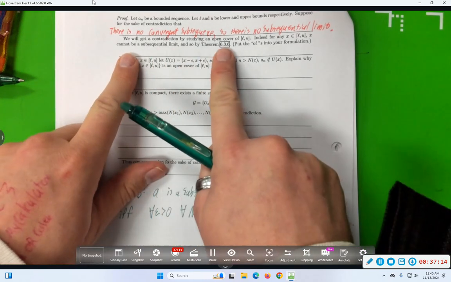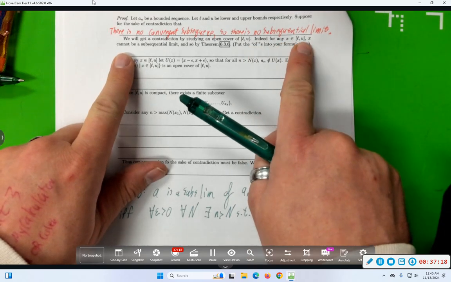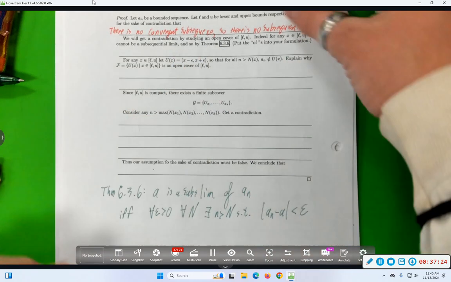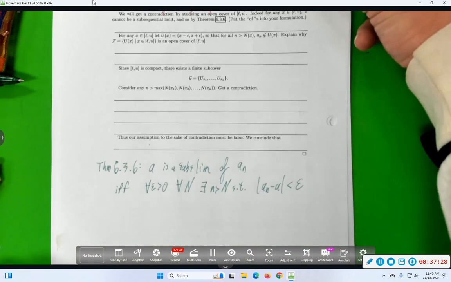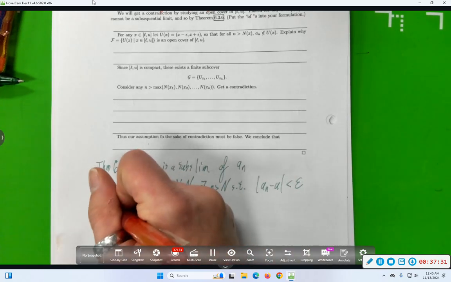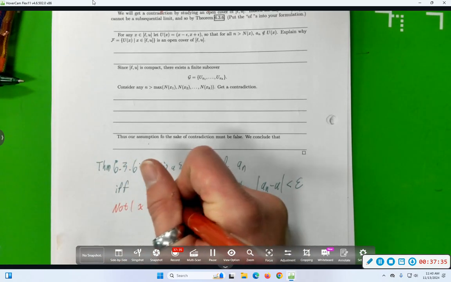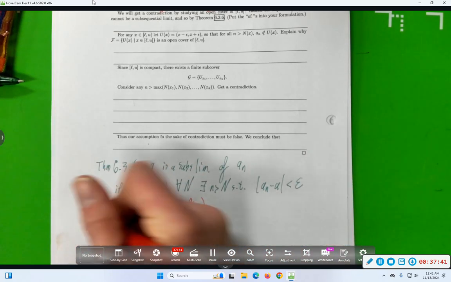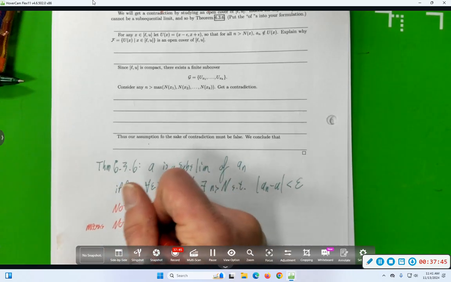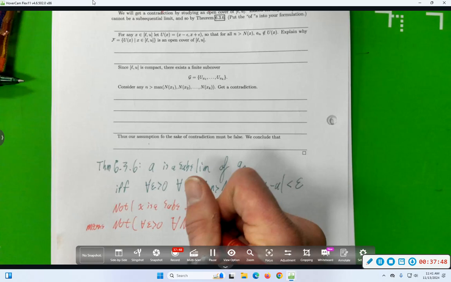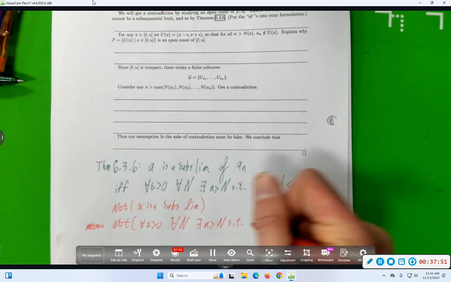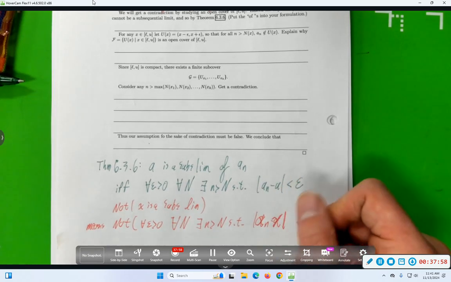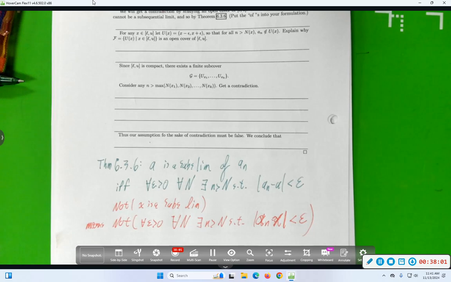So, indeed, for every x in between L and U, x cannot be a subsequential limit. There are no subsequential limits. So by this theorem, let's do the logical calculus, but I'm going to do it down here. So not x is a subsequential limit means not for all epsilon bigger than 0, for all big N, there exists a little n bigger than big N, such that absolute value a n minus x is less than epsilon. And now let's go and negate that.